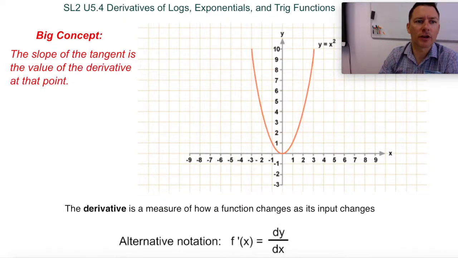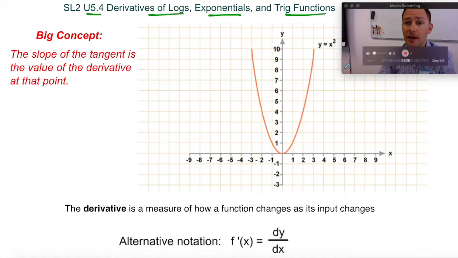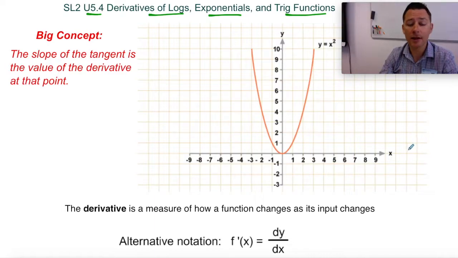Hey dudes, we are checking out sort of a double header of 5.4 and 5.5. We're looking at first the derivative of logs, exponents, and trig, and then we're going to look at the product and quotient rule about how you take derivatives of something that's multiplied or divided. It's kind of heavy, but hang on.